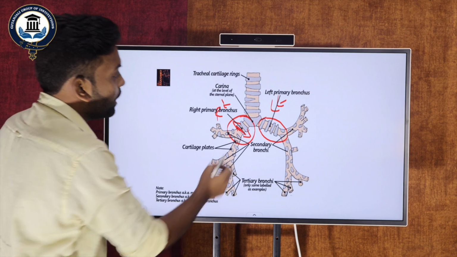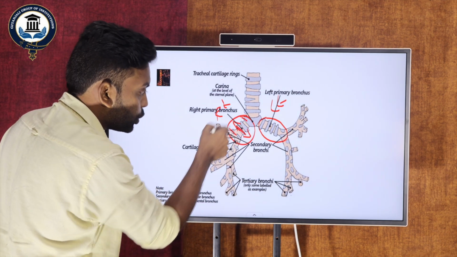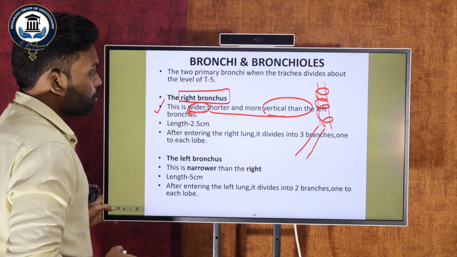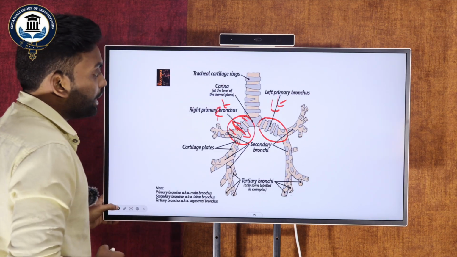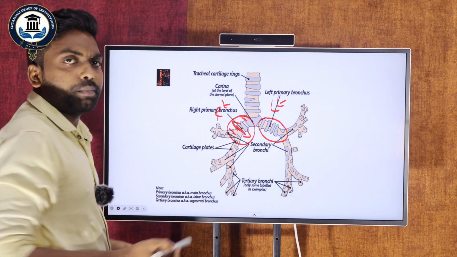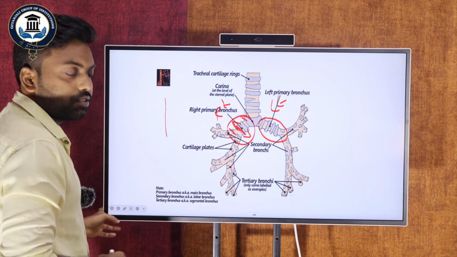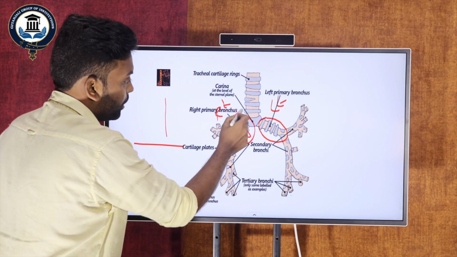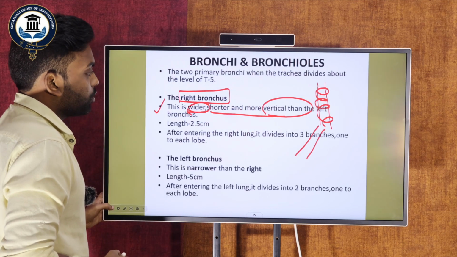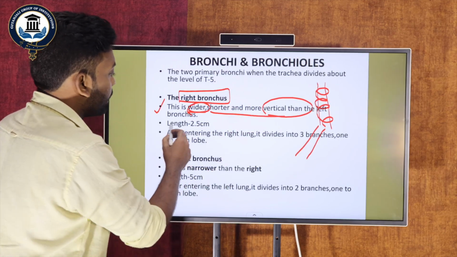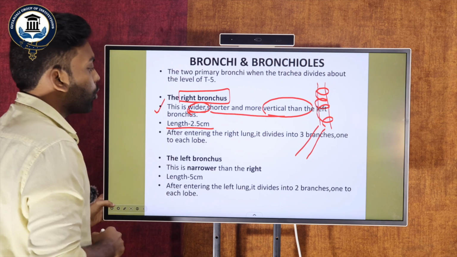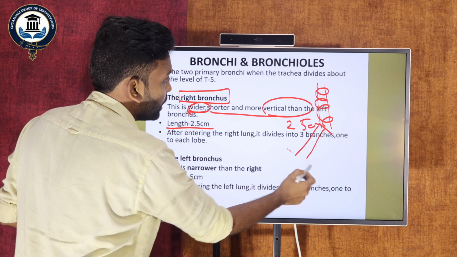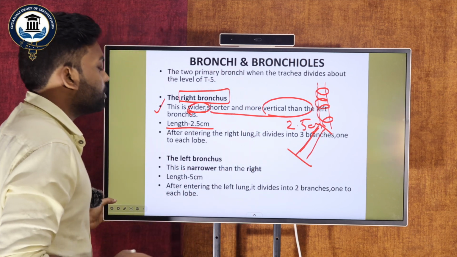From here to here it is short and wider, as we know, and it is present in a vertical position. We know the meaning of vertical: this position is called vertical and this position is called horizontal. So it is in a more vertical position. That is a point, and the length of the right bronchus is about 2.5 centimeters. From here to here, 2.5 centimeters.